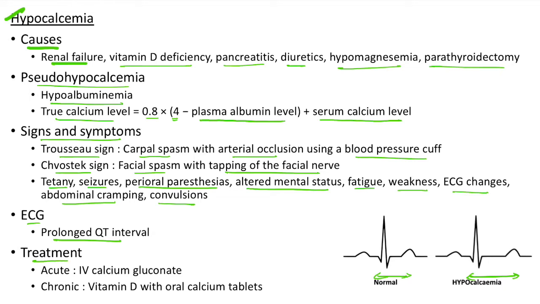How do you treat a case of hypocalcemia? For acute cases, we can give IV calcium gluconate. For chronic cases, we can give vitamin D with oral calcium tablets.